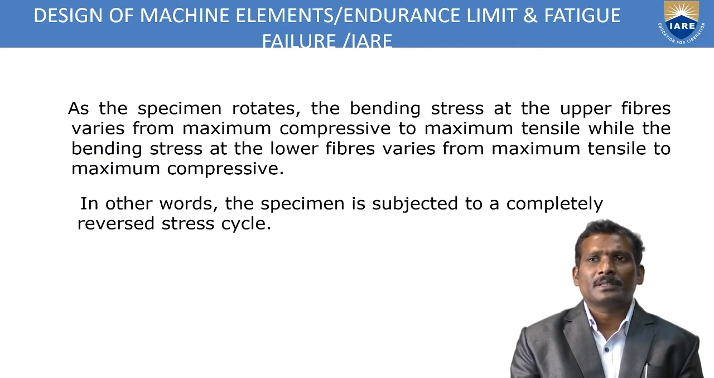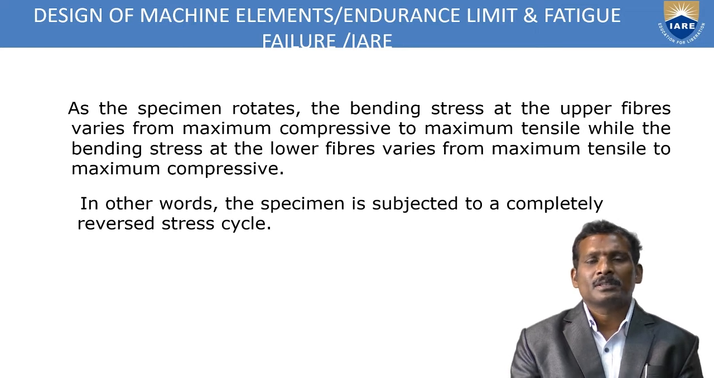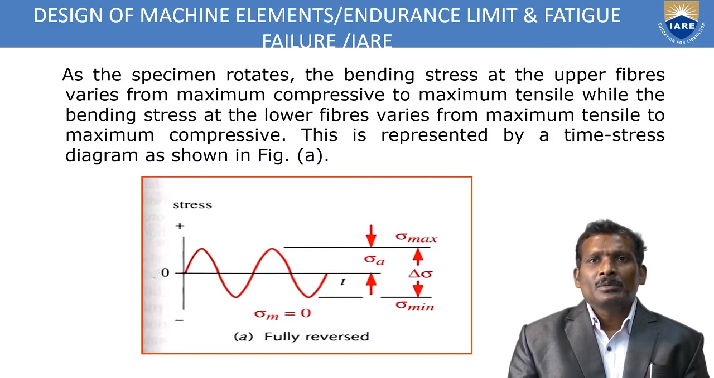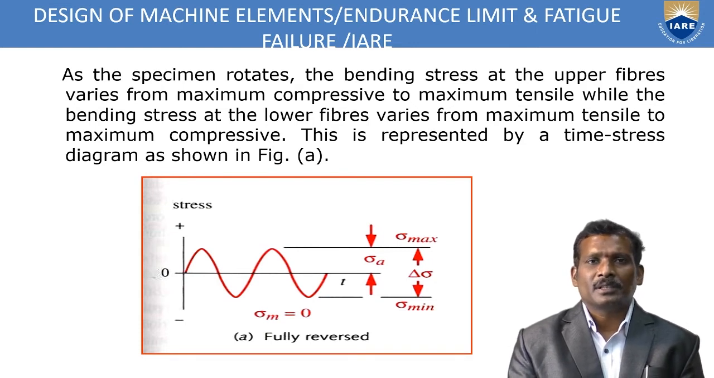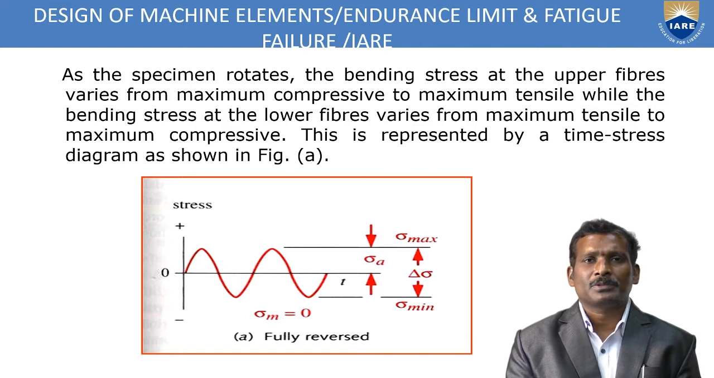As the specimen rotates, the bending stress at the upper fibers varies from maximum compressive to maximum tensile stress, while the bending stress at the lower fibers varies from maximum tensile to maximum compressive. So whenever this specimen is rotated in a fatigue beam tester, the upper fibers are subjected to tensile stress and the lower ones to compressive stress. At the axis there is no stress. So it varies from compressive to tensile and tensile to compressive. In other words, the specimen is subjected to a completely reversed stress cycle. As the specimen rotates, the top fibers are subjected to tensile and the lower ones to compressive, so it goes from maximum compressive to maximum tensile and back.